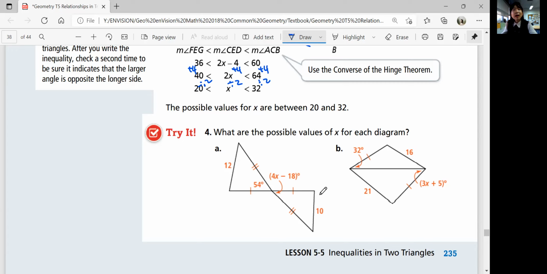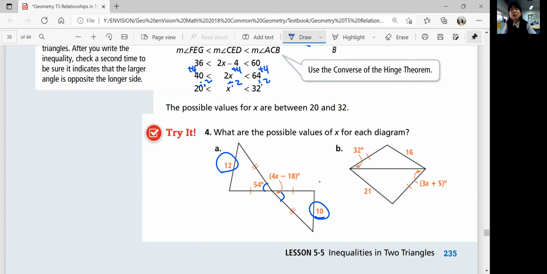Okay, so part A. These two sides are corresponding, these two sides are corresponding, and they're congruent. So, which means the included angle 54 and the opposite side 12 must be greater than, in comparison to this side, must be greater than this triangle, right? So 12 is greater than 10, and 54 must be greater than 4x minus 18.